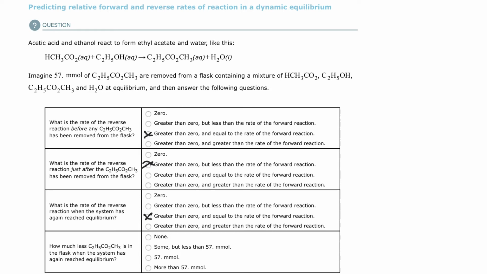Last question. How much less of the ethyl acetate is in the flask when the system has again reached equilibrium? Okay. So they removed some stuff. It was already at equilibrium. They removed 57 millimoles of the ethyl acetate and then let it reestablish equilibrium. All right, so what happens? Remember, we took away some of this. It moved forwards. So is it going to fill in the entire 57?